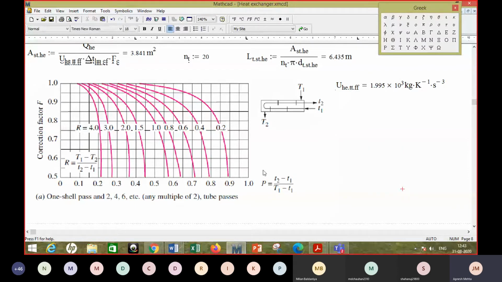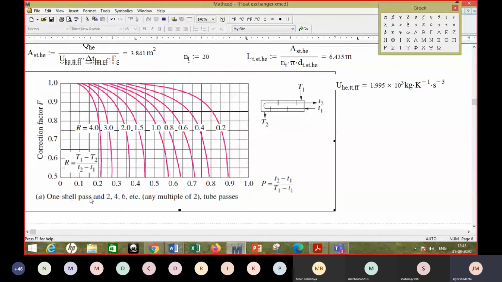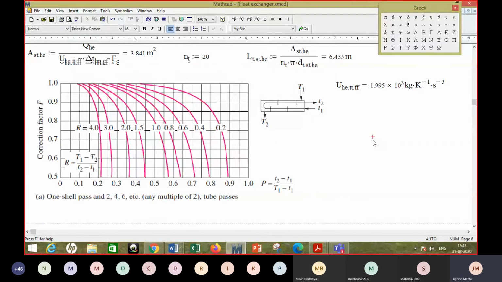There will be other graphs for other configurations, particularly multiple shell side pass, and in that case you will refer to another graph. So sometimes you may be given multiple graphs, and you have to choose the right graph for your configuration. You can have a look at those types of graphs, it's there in Cengel. And if a formula is provided, then you can use the formula for calculating the F value.